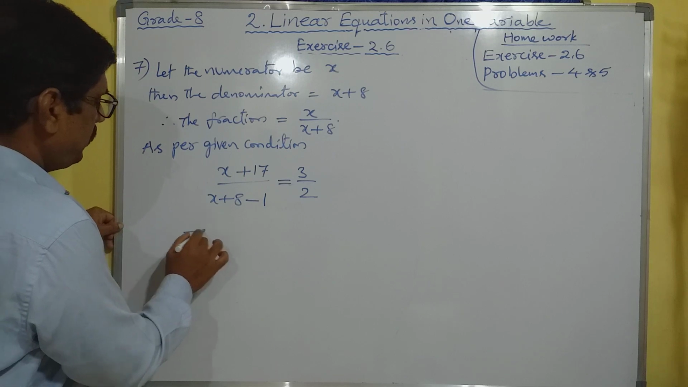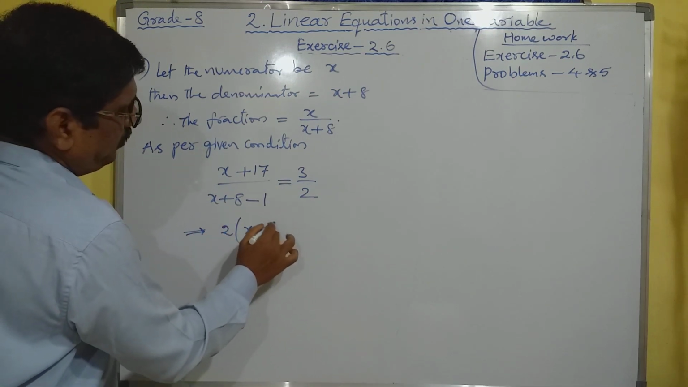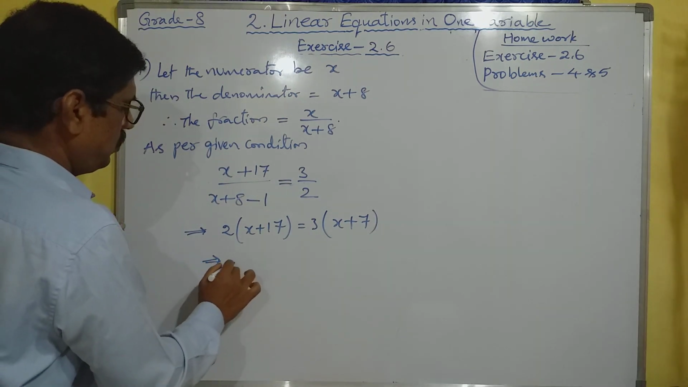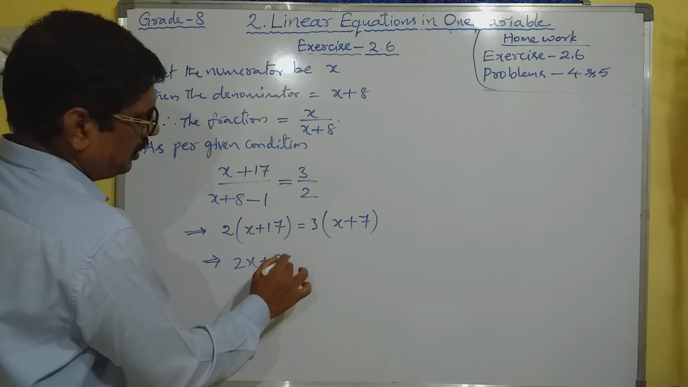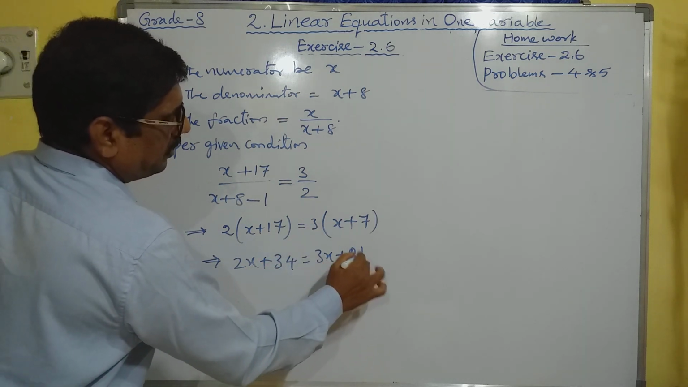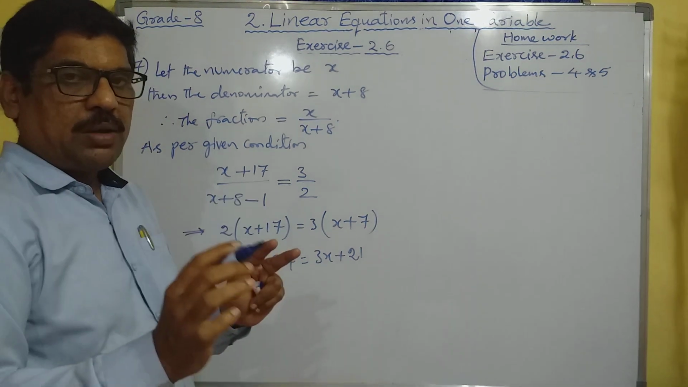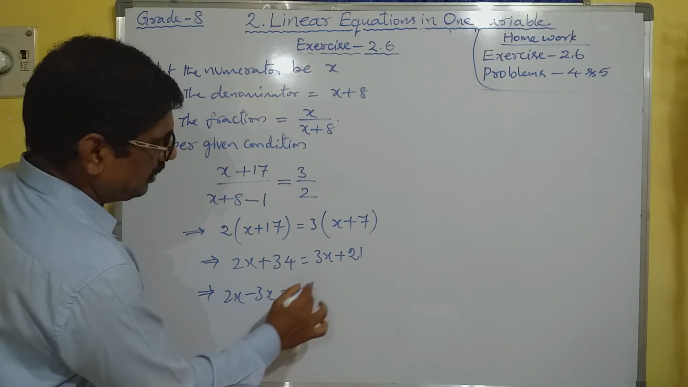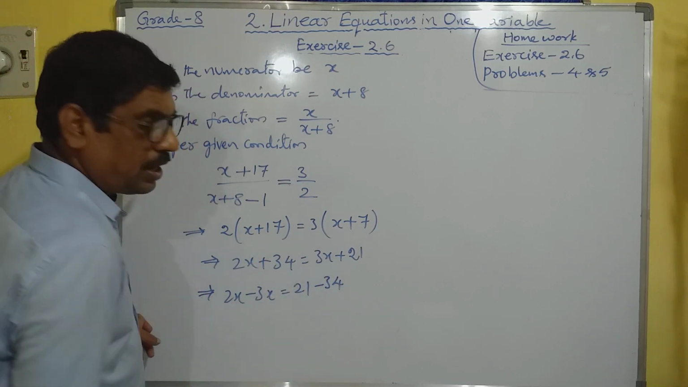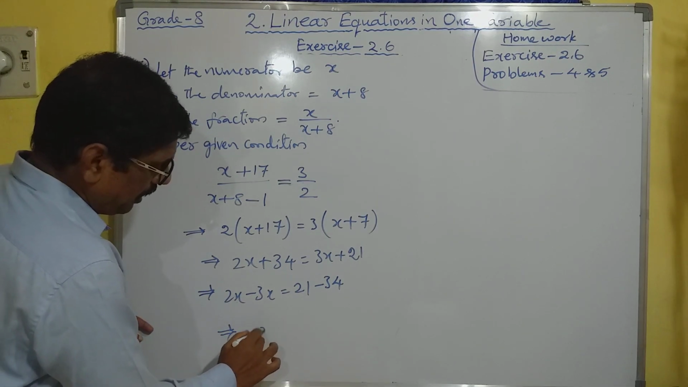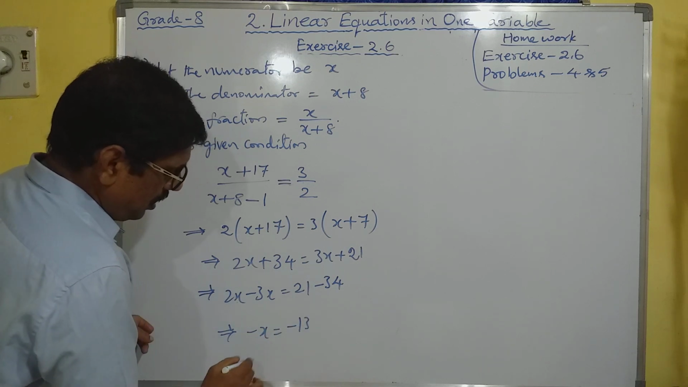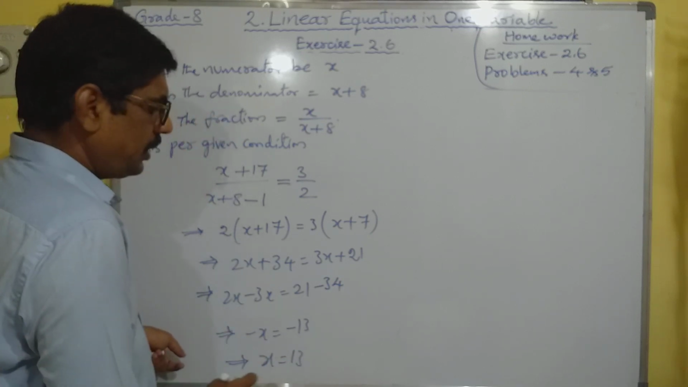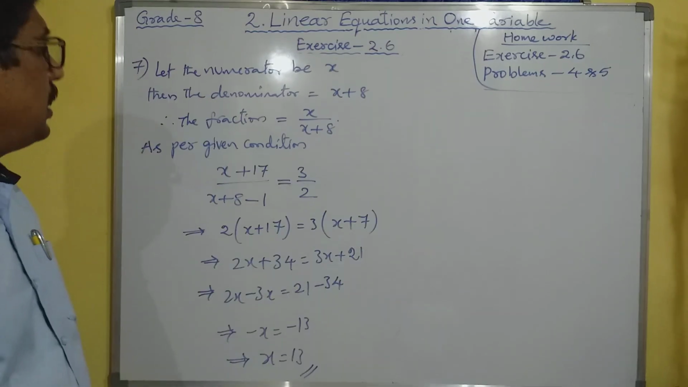Now, let us do cross multiplication. 2 into x plus 17 is equal to 3 into x plus 8 minus 1, that is x plus 7. Now, that is equal to 2 into x, 2x plus 2 into 17, 34, is equal to 3 into x, 3x plus 3 into 7, 21. Now, let us separate the terms with variables on one side and the constants on the other side. Now, we get 2x, take 3x to the LHS, we get minus 3x. 34 you can shift to the RHS, we get minus 34. 2x minus 3x is minus x, and 21 minus 34 is minus 13. If you multiply by minus on both sides, the minus will be cancelled on both LHS and RHS. We get x is equal to 13. Therefore, x is equal to 13 is the solution.